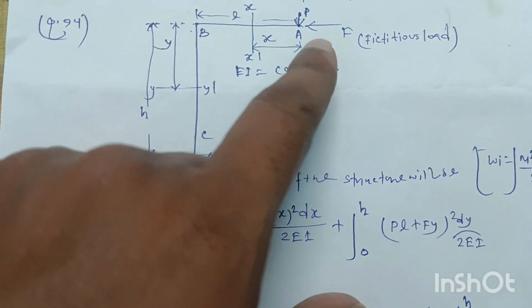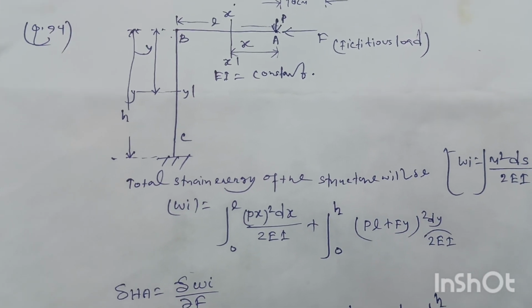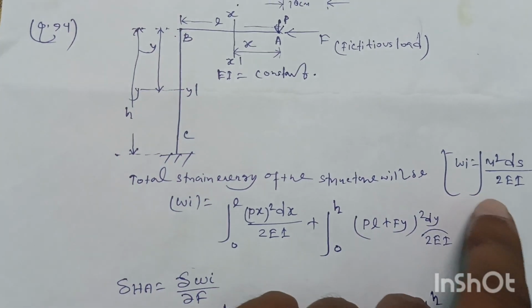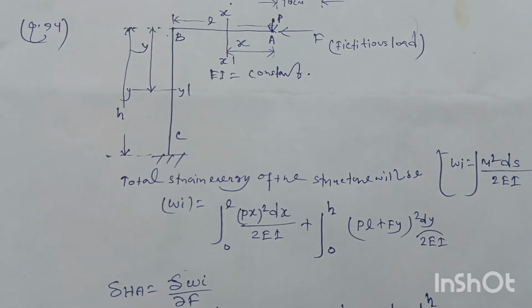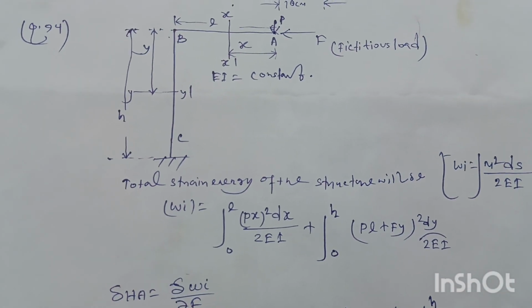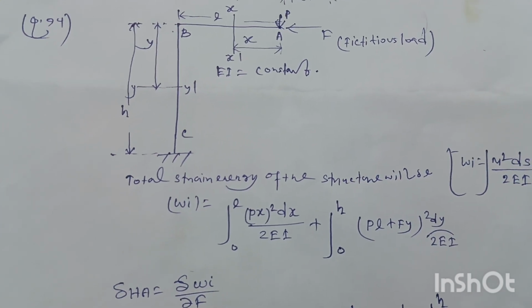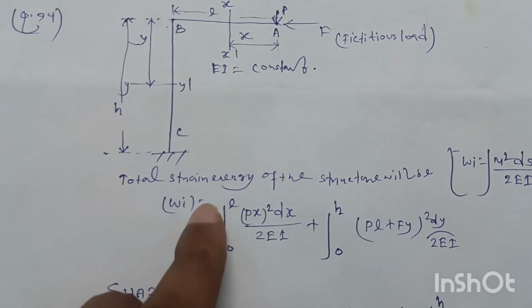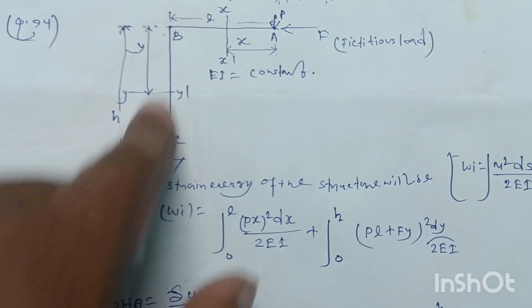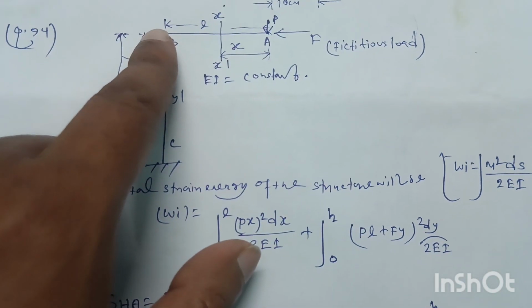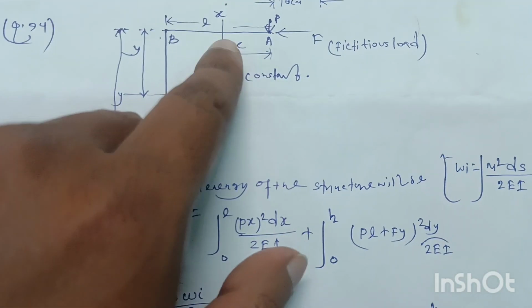We also know that the formula for strain energy of a structure is equal to W_i equals integration M squared ds by 2EI. M is the bending moment, ds is the element length, and EI is the flexural rigidity of the structure. So the total strain energy of the structure will be, the structure consists of two members AB and BC. For member AB, let's take a section x dash at a distance x from the point A.